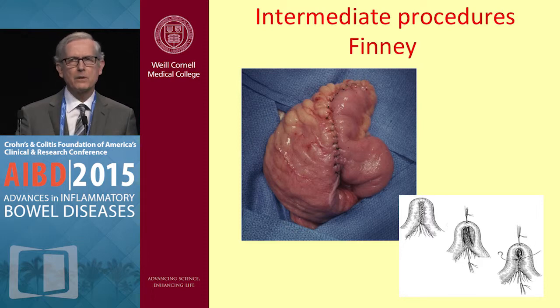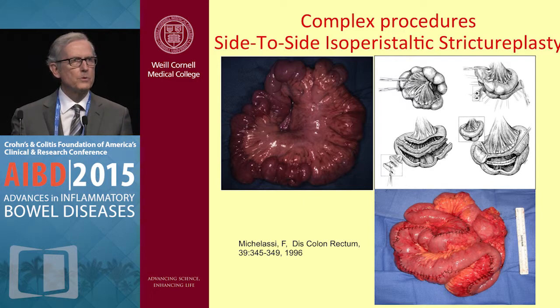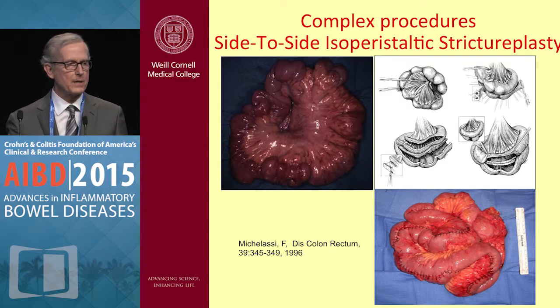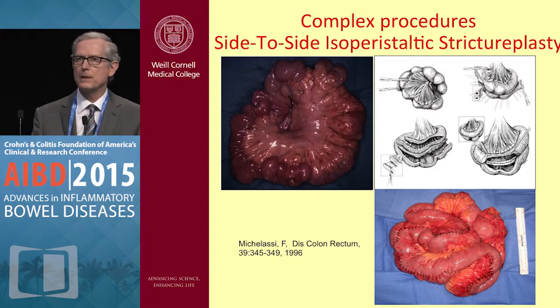Neither the Heineke-Mikulicz stricturoplasty nor the Finney stricturoplasty are really well suited for extensive small bowel disease, such as the one that is depicted here, where for 2, 3, 4, 5 feet of bowel you have a stricture followed by a dilatation, another stricture followed by a dilatation, and so on and so on. Surgically, from a technical point of view, it would be very easy to do a small bowel resection. It would probably take no longer than 45 minutes. The patient will go home in 2, 3 days.